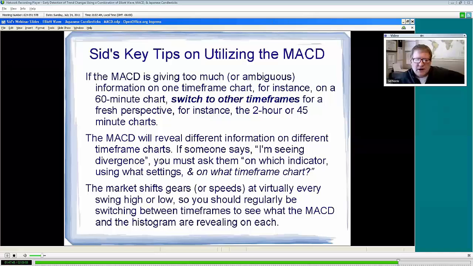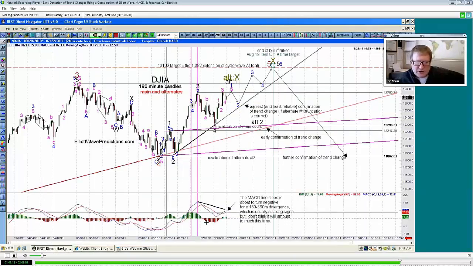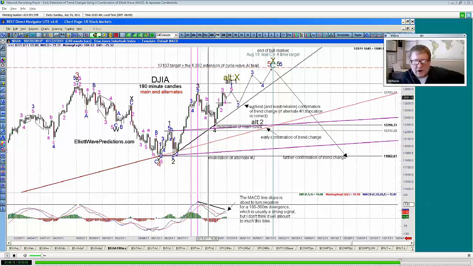So if someone says, I'm seeing divergence, you must ask them on which indicator: MACD, stochastics, and using what settings, the default setting. With me, it's always going to be the MACD using default settings. When I say I see divergence, you can assume I'm talking about MACD divergence using this default setting. But the other very important piece of the puzzle you must know is on what time frame chart.